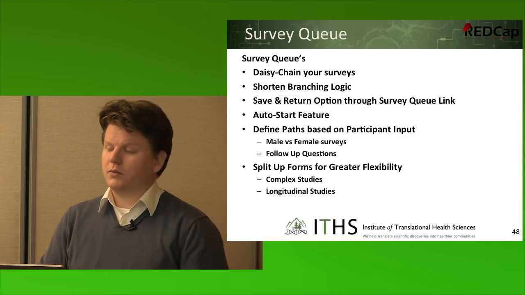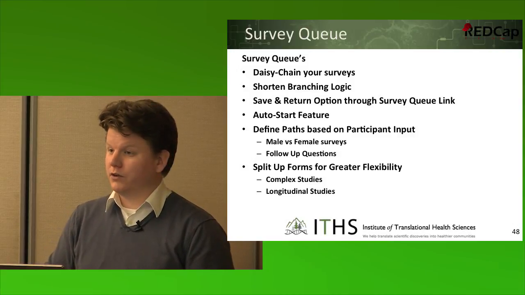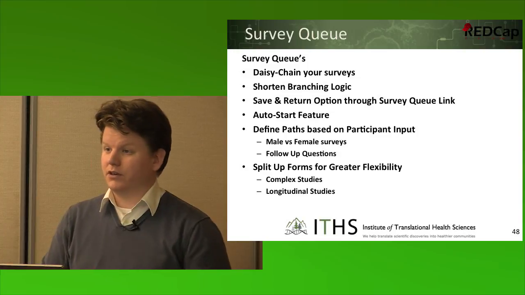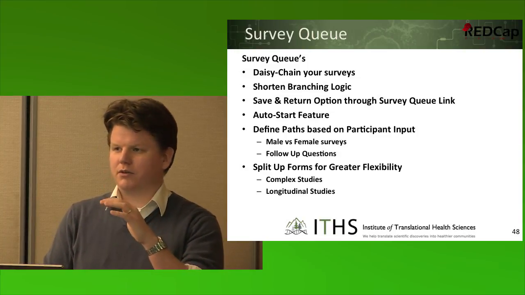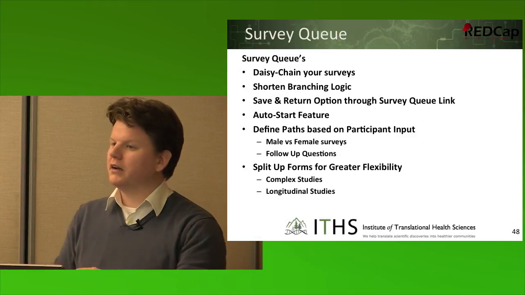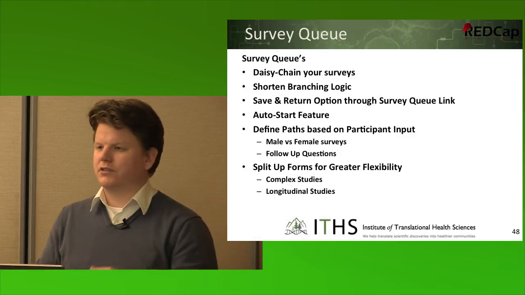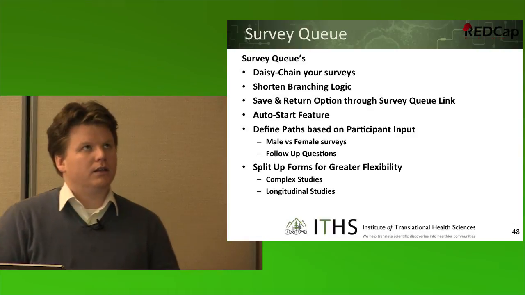If you're in longitudinal mode, you will need to define the survey queue for each event and each arm individually. You cannot automatically say, okay, I set it up for my first event, I'm now going to assume that event 2 will copy that. No, you have to set it up for each event.